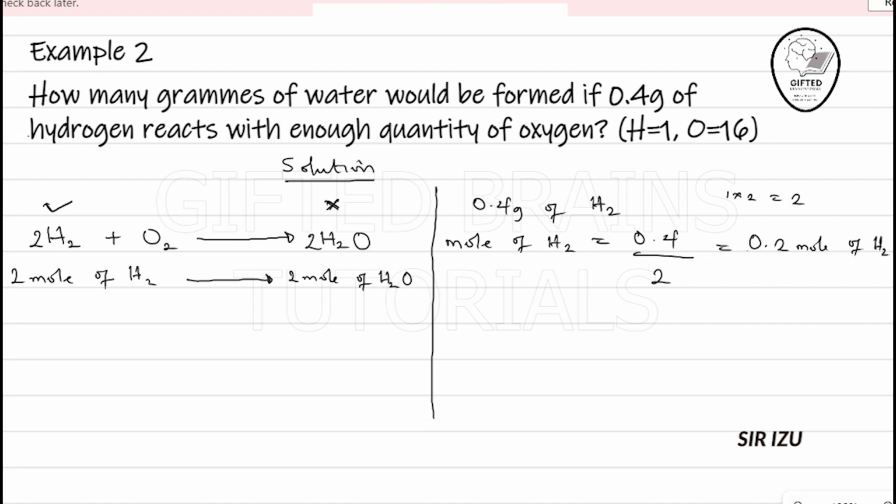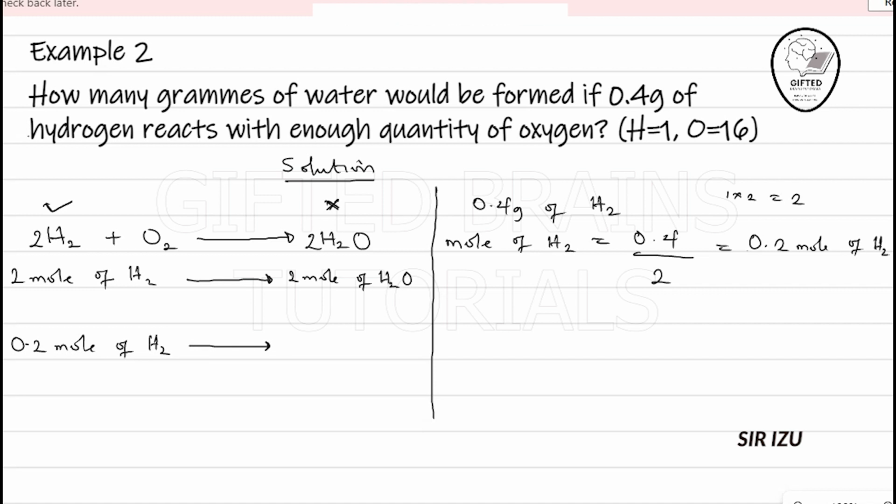And so the next thing, why am I calculating the mole of hydrogen gas? It is because whatever we've written here is in mole. We have 2 mole of hydrogen gas. We have 2 mole of water. So the mass given to me must be converted to mole. So now I have 0.2 mole of hydrogen gas, which is what is given in the question, to give me what?